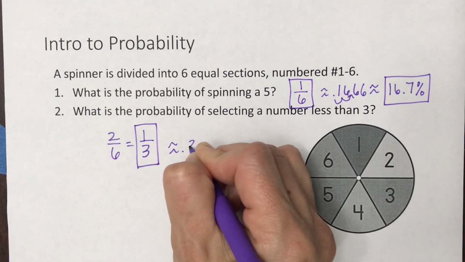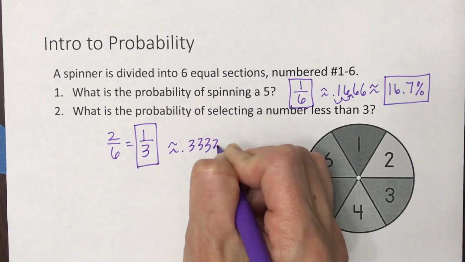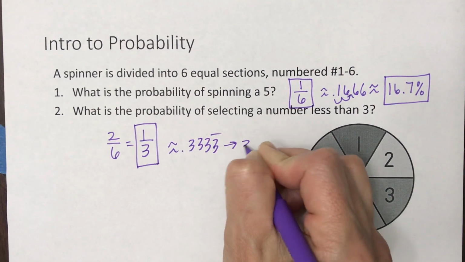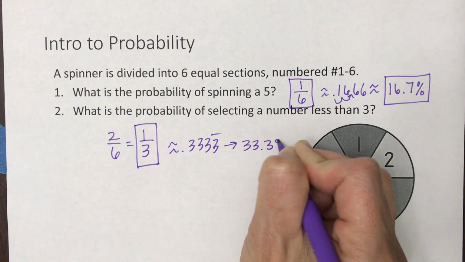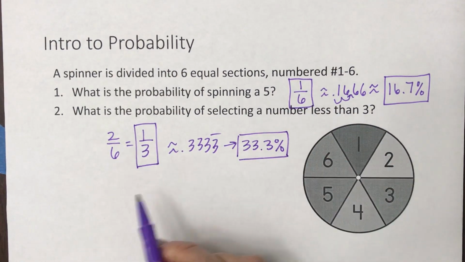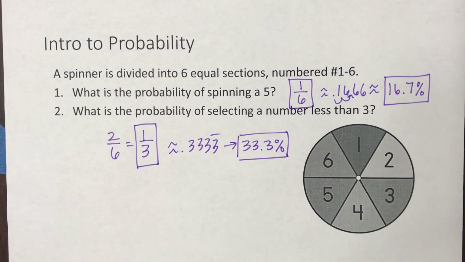That's about 0.3333 repeating. So if I change that to a percentage, that would be 33.3%. So again, you can see your answer as a reduced fraction or as a percentage. Okay, let's try one more example.